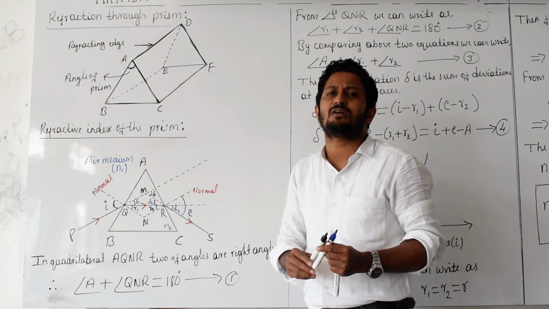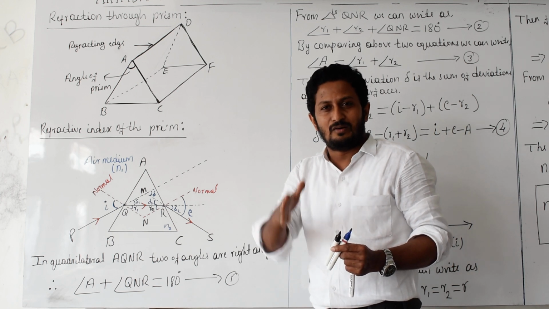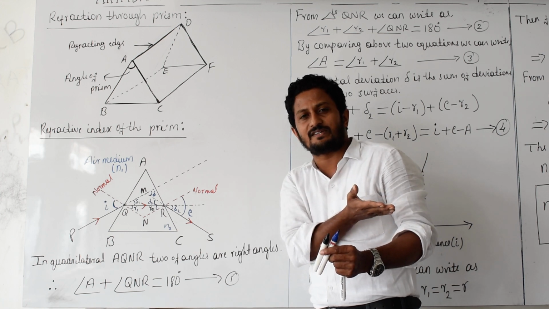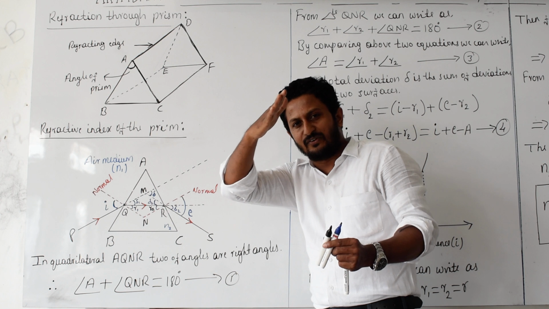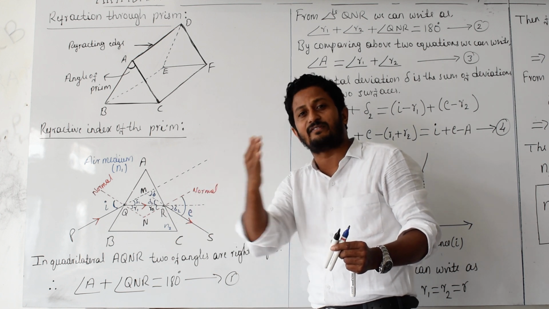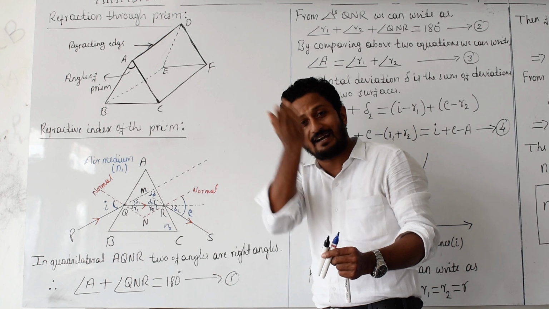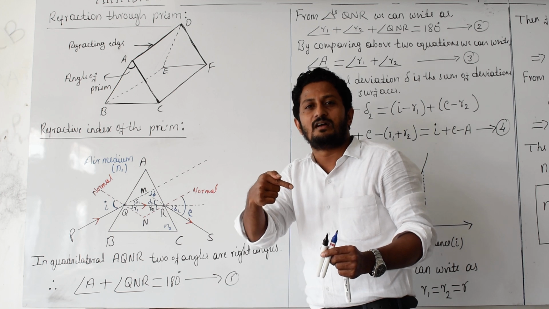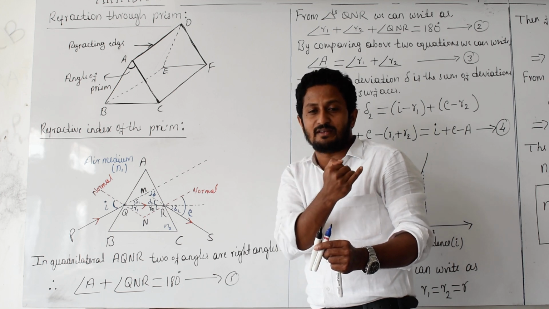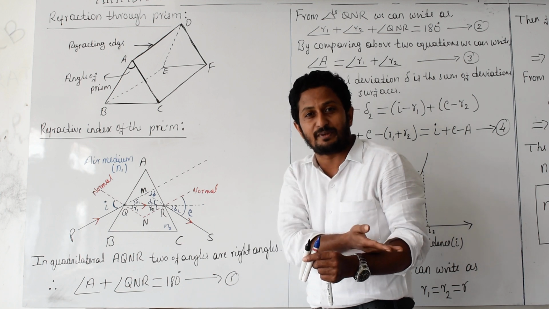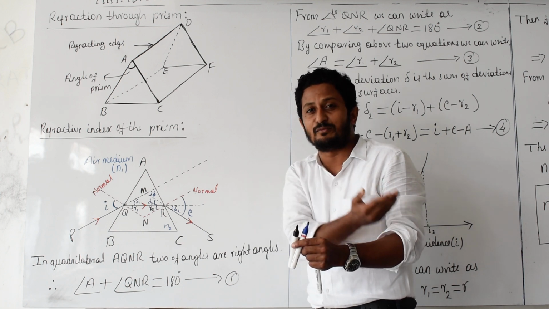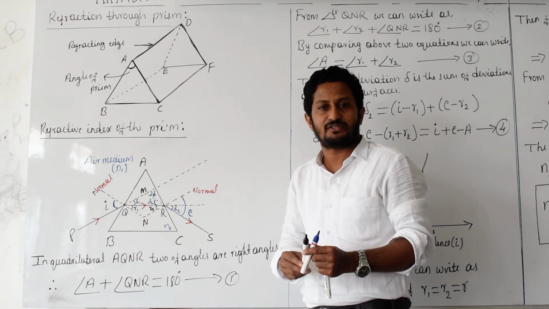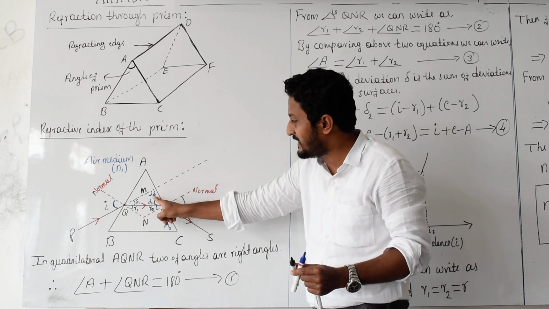Here two refractions take place. First refraction on the AB surface, second refraction on the AC surface. That light suffered some deviation at the first surface and finally it suffered some deviation at the second surface. I mean, a light which entered into the prism, to come out finally from the prism, suffered some amount of deviation. That total deviation is here.